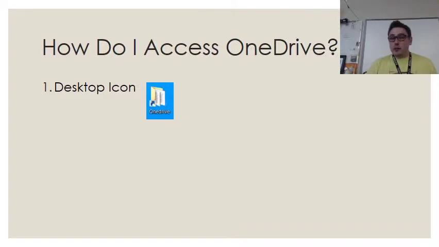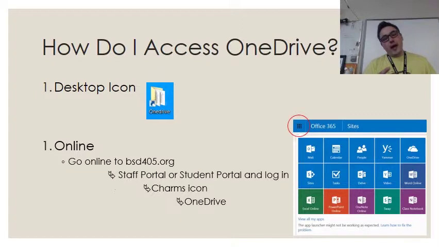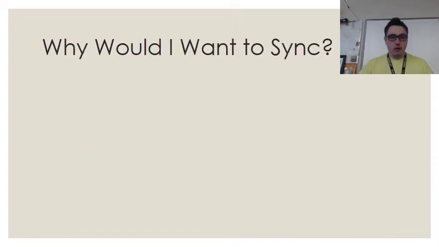How do you access your OneDrive? There's two different ways. One is with the desktop shortcut that's already been mapped by the district. The second way you can do that is by going to the BSD homepage and going to Staff Portal or Student Portal, logging in, and then if you go to the upper left-hand corner, there's a charms or a waffle icon. Select that and then select OneDrive.